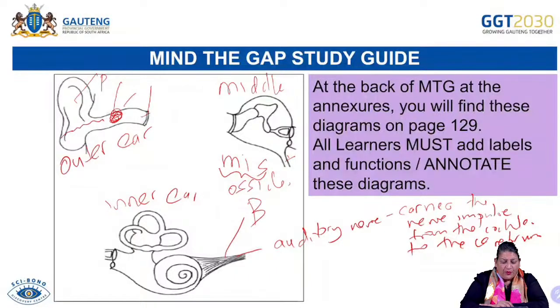If there is wax in the auditory canal, you don't only focus there. You focus, if there's wax, what are the consequences of that? That the sound waves will not be able to reach the tympanic membrane. And then the tympanic membrane won't be able to vibrate. And then no sound vibrations will travel to the ossicles. No amplification of sound. No pressure waves will be created in the cochlea. And therefore, no nerve impulse will be carried by the auditory nerve to the cerebrum. And that's where you're going to be getting your 5 marks. Okay, that is for your outer ear.